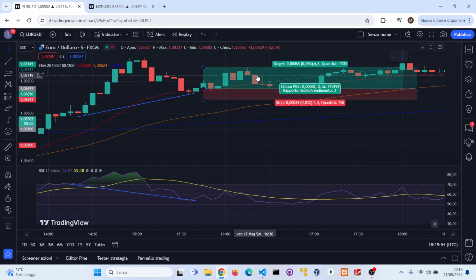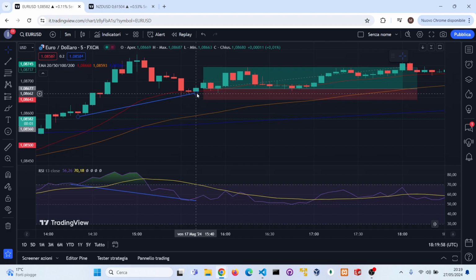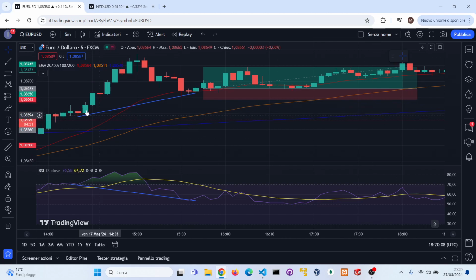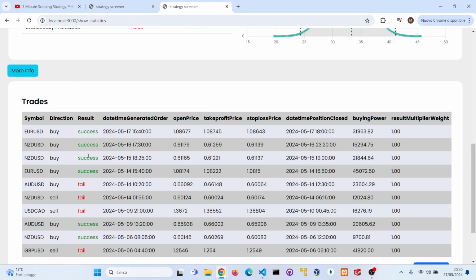Then the risk to reward ratio is 2, and your stop loss gap is double the length of the last candle. As you can see, in this case, the trade was a success. But let's see another example.